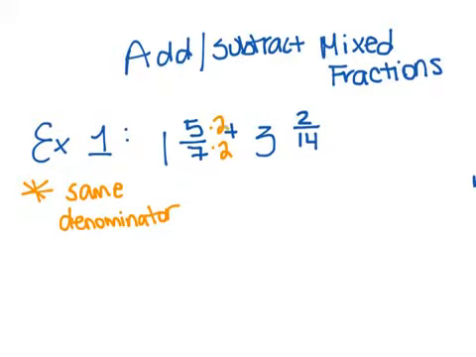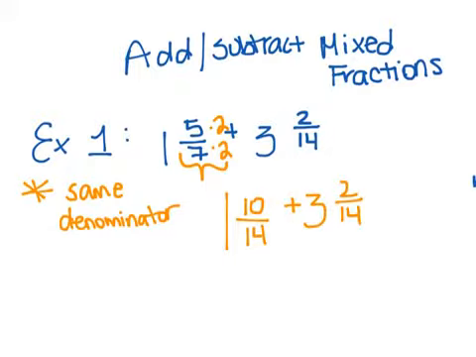Now notice I'm only going to be multiplying this part of it. The whole number, I'm just going to pretend like it's not there. So I go ahead and multiply that part. I have 5 times 2, that's 10, and 7 times 2, that's 14. So now I have 1 and 10/14 plus 3 and 2/14.